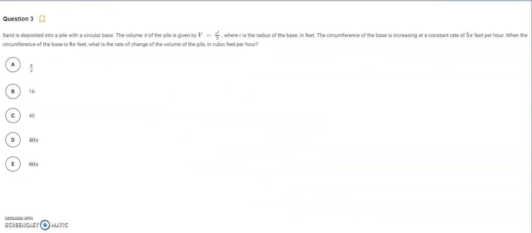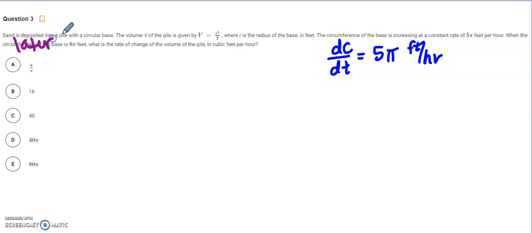All right, sand is deposited into a pile with a circular base. The volume of the pile is this, the circumference. So dc/dt is increasing, so positive, at a rate of 5 pi feet per hour. Later, when c is equal to 8 pi, what is the rate of change of the volume?